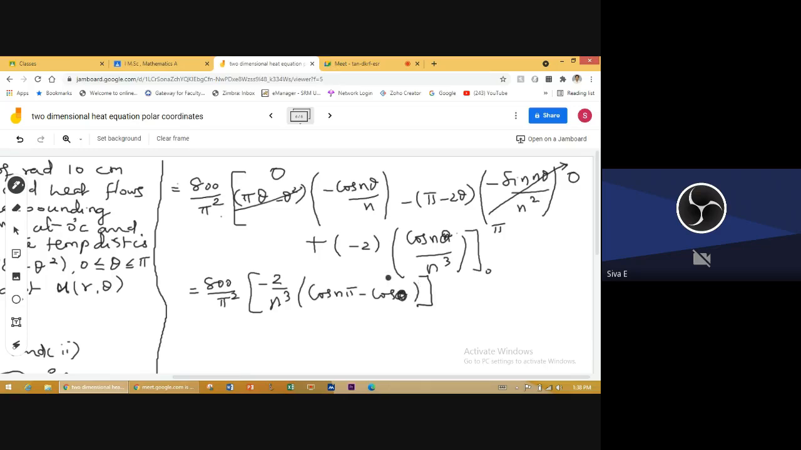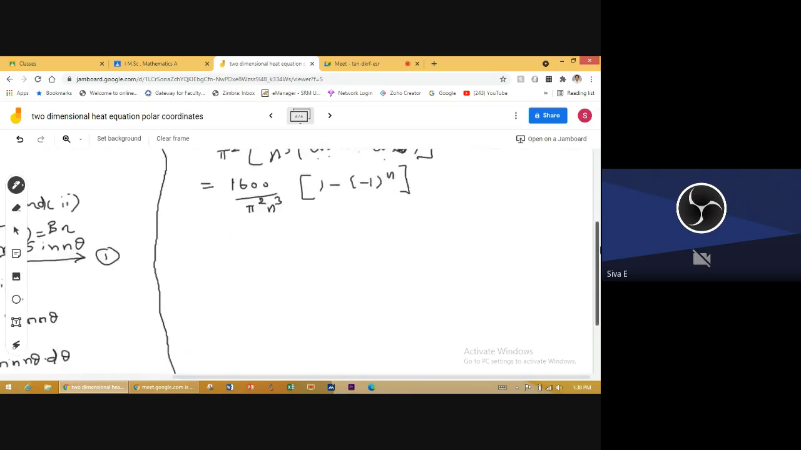So what is cos 0? Cos 0 is 1. Cos n pi is minus 1 whole power n. Therefore, you can multiply with minus here. 800 means 1600 by pi square n cube, 1 minus minus 1 whole power n. So this is the value of Bn.